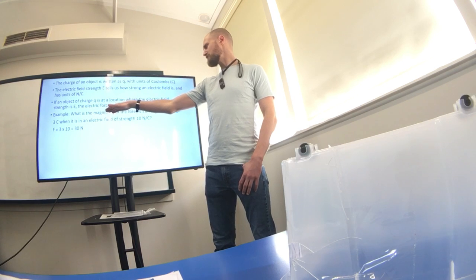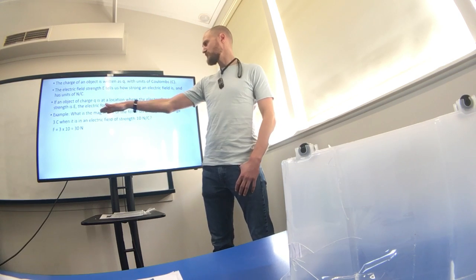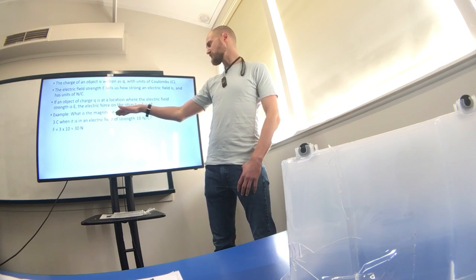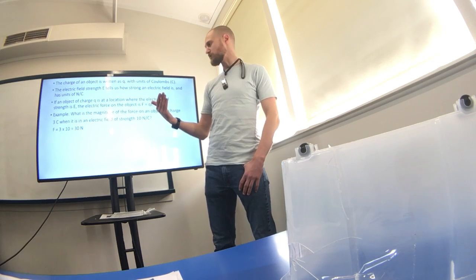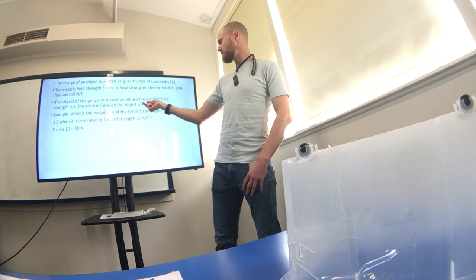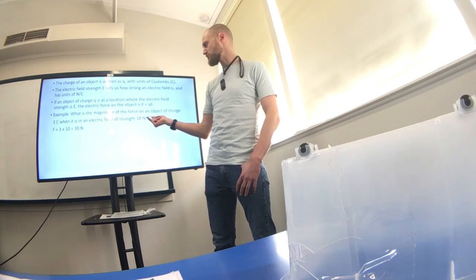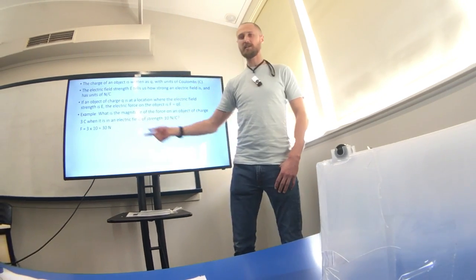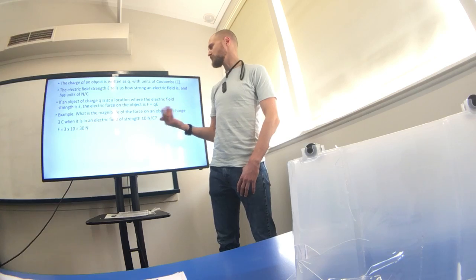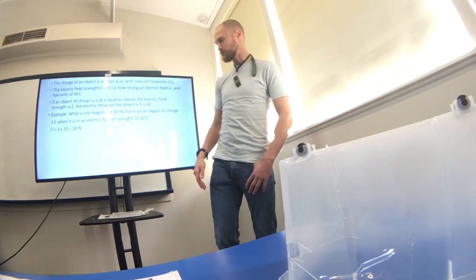So a basic example is, what is the magnitude of the force on an object of charge 3 coulombs when it is in an electric field of strength 10 newtons per coulomb? And it's a simple calculation. The force on it is going to be its charge of 3 coulombs times the electric field strength of 10 newtons per coulomb. 3 times 10 gets me 30 newtons, force being in newtons. Shouldn't need to really explain that one by now.